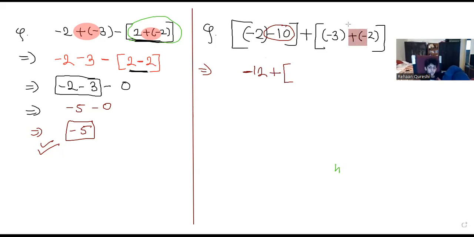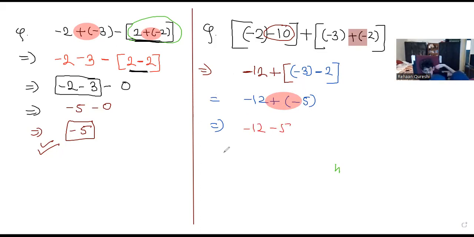No, no, no. When the two signs come side by side, first solve them. That will be subtraction. So minus 3 here, instead of this, minus 3 minus 2. Now minus 12 as it is, then solve this bracket. What is the answer? Minus 3 plus minus 2 will be minus 5. Very good. Now two signs are connected here, so subtraction. The answer will be minus 12 minus 5, which is minus 17. Very good.